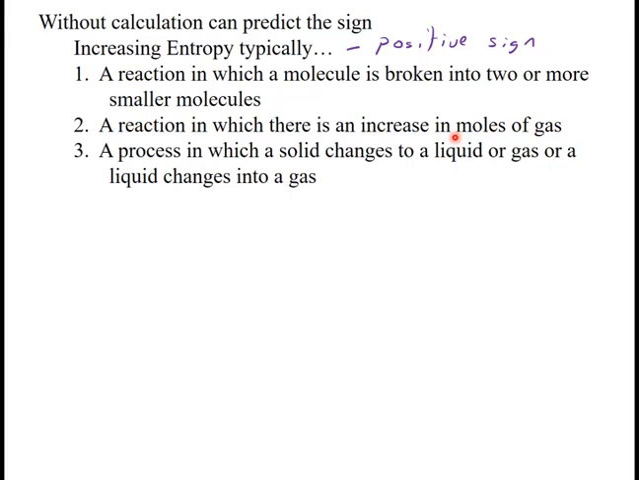We do this the same way as we did earlier with the delta N in the conversion between Kc and Kp. Third, a process in which a solid goes to a liquid or gas, or a liquid changes into a gas. That's the phase changes that we talked about earlier in this chapter. Also realize that these three statements are for the positive. A negative sign would be the opposite of these three statements.